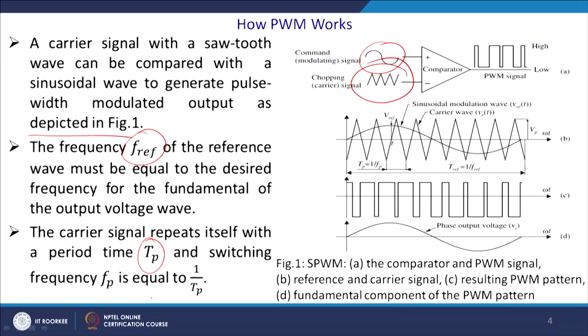The carrier signal repeats itself with a period Tp and the switching frequency Fp equal to 1 by Tp. So, you can have this as a reference and you are comparing with a simple comparator in an open loop. Thus, you are generating the signal, and ultimately the inverter amplifies these voltages to plus VDC and minus VDC, and when you filter it out then you get this kind of sinusoidal waveform.